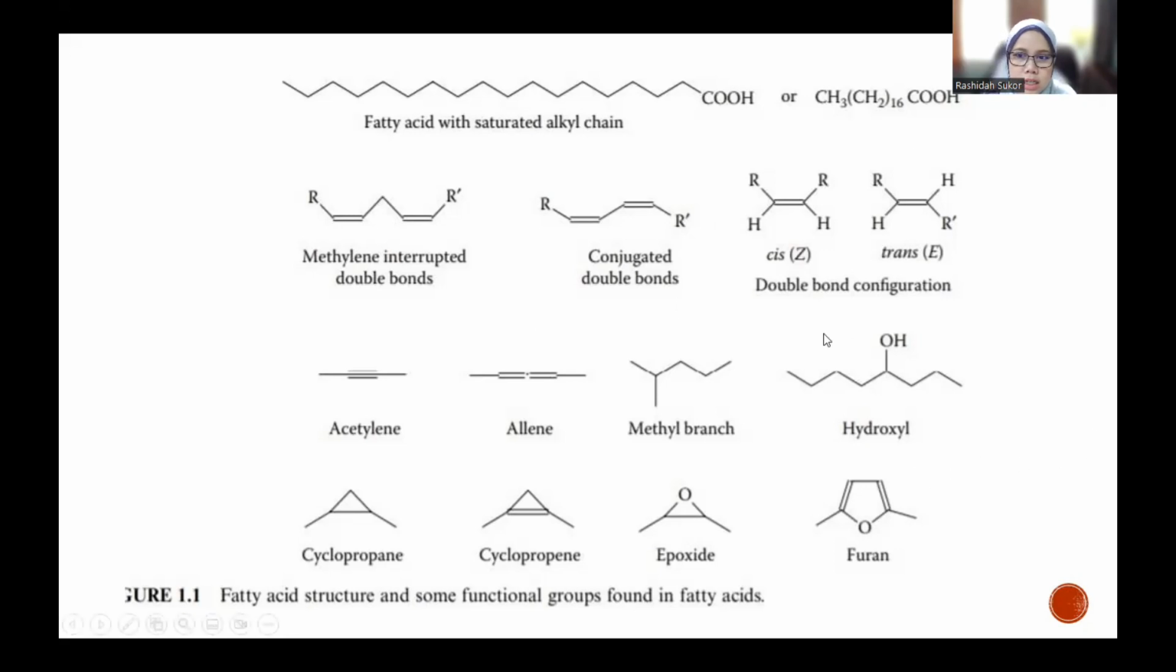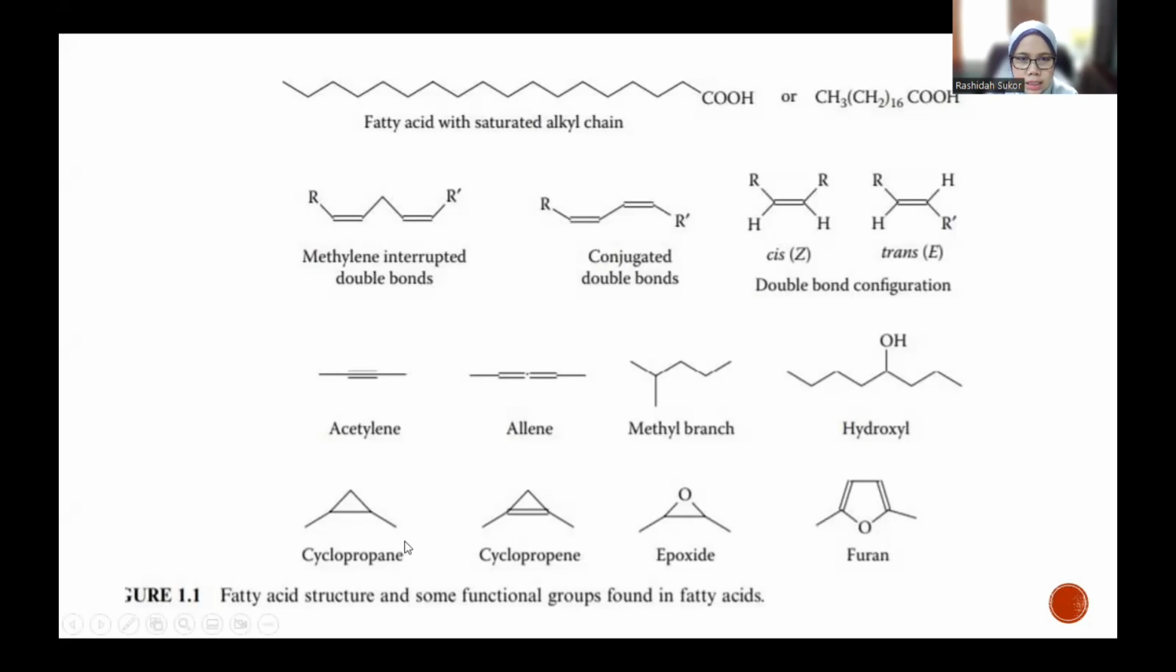Like I said, if you do companies, the manufacturers, these trans structures or configurations are more stable. This one is acetylene, allene, methyl branch like this. The branch is not aliphatic, meaning it is not straight. It has branches up and down. And then we have the hydroxyl.